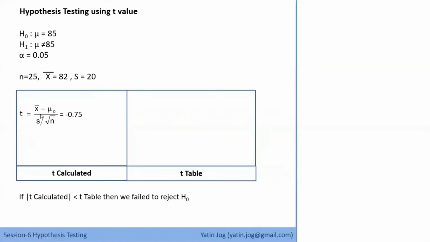Formula is same for Z and T. All the values are with me. If I put all the values, I get T value as minus 0.75. Now, just similar to Z table, I'll tell you how to read T table.